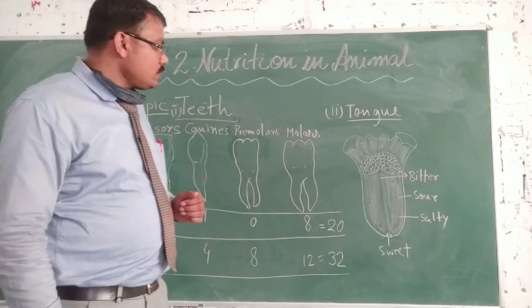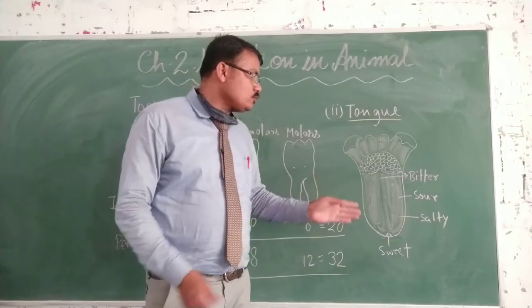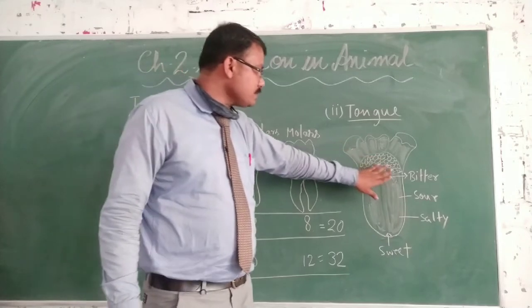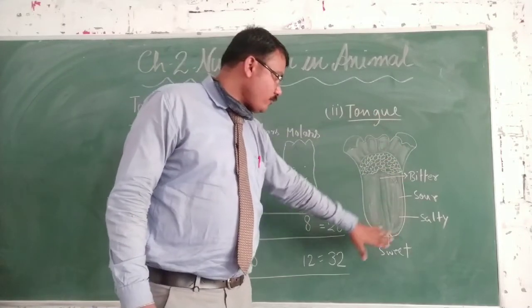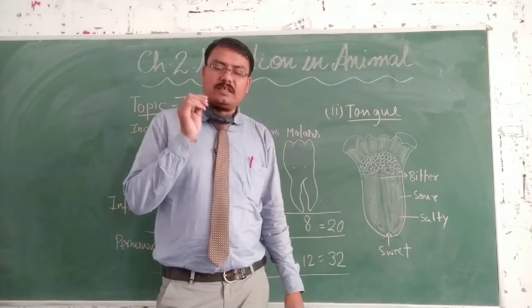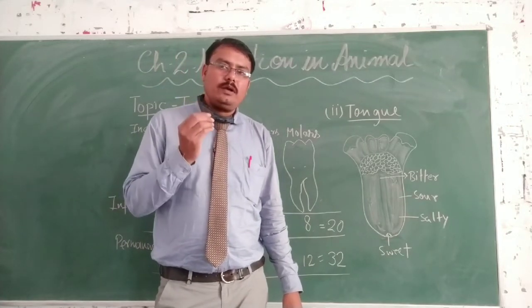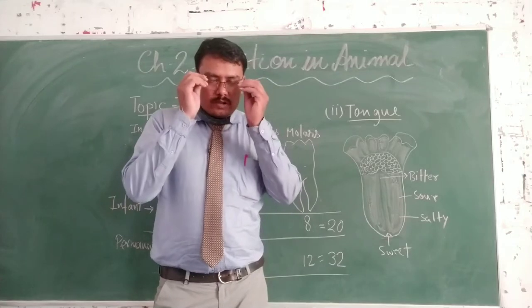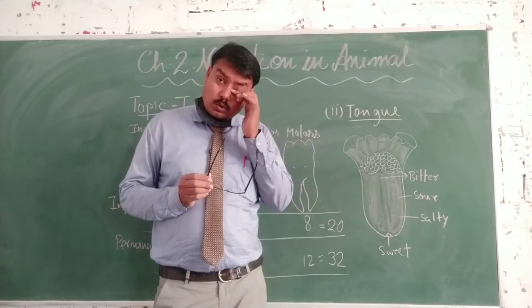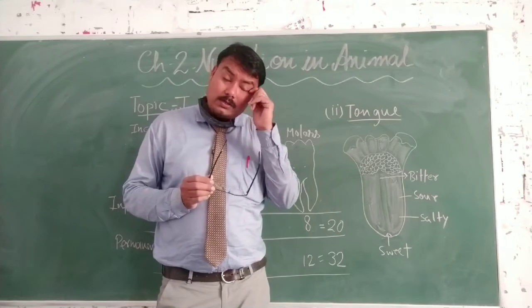Now, next, students, I am going to speak about the tongue. Here you can see taste buds are present. This is a figure of the tongue I have drawn here. The tongue is the organ that gives us the sensation of taste. There are 4 different types of taste: bitter, sour, salty and sweet.